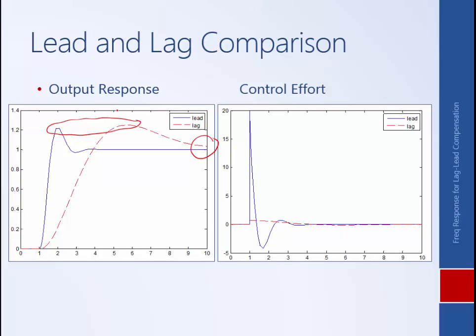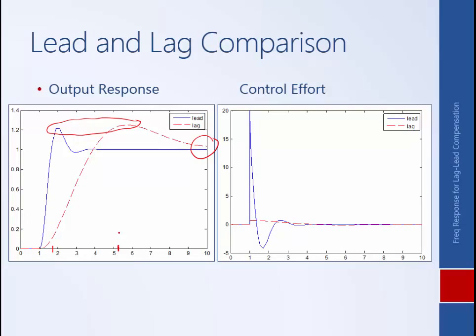The thing that is different between the two designs was the gain crossover frequency. Since the lead compensator gave us a higher crossover frequency, it is much faster. It reaches its peak much sooner, and the lag compensator reaches its peak later. So the big difference: we achieve similar steady state error, similar overshoot, but the lag compensator is slower. In general we would say, well, faster is better. We want a fast response, we want to drive the error to 0 as quickly as we can.